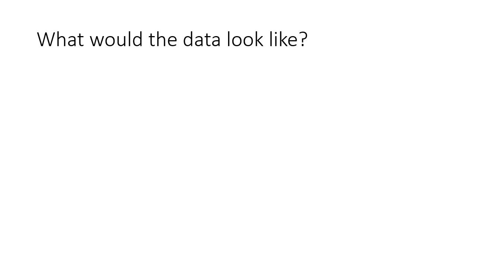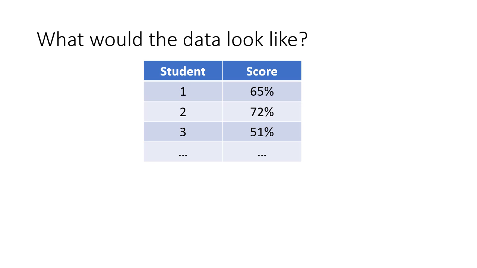To get a better understanding of this, let's think about what the data would look like as we were recording it in this study, before it got summarized for the problem. Each observational unit would be one student, so those are what the rows of our data table represent. Then we would want to record that student's score on the SAT. And for this problem, that's recorded as a percentage of the total possible points. So 65%, 72%, 51%, and so on.